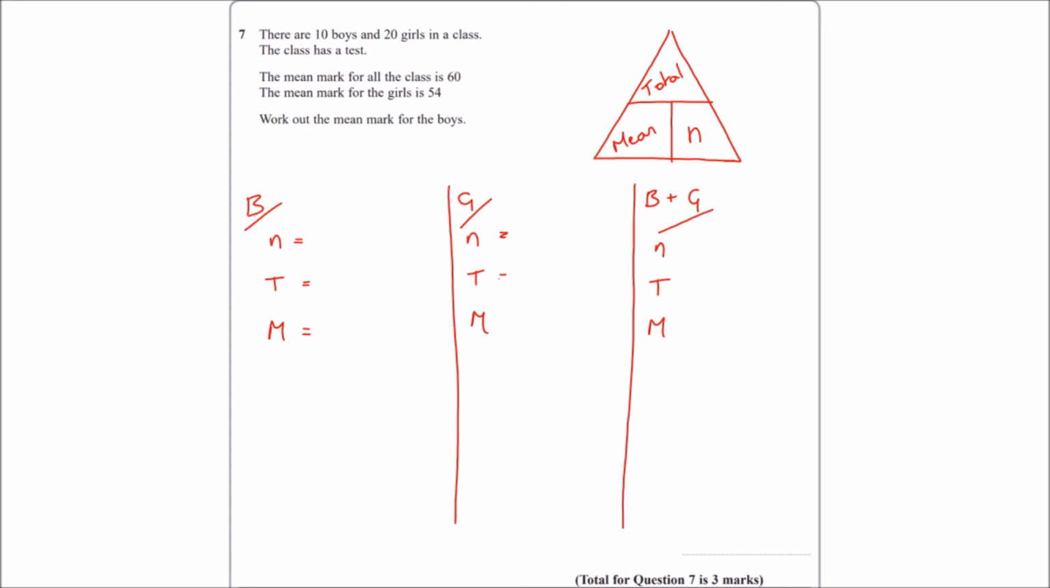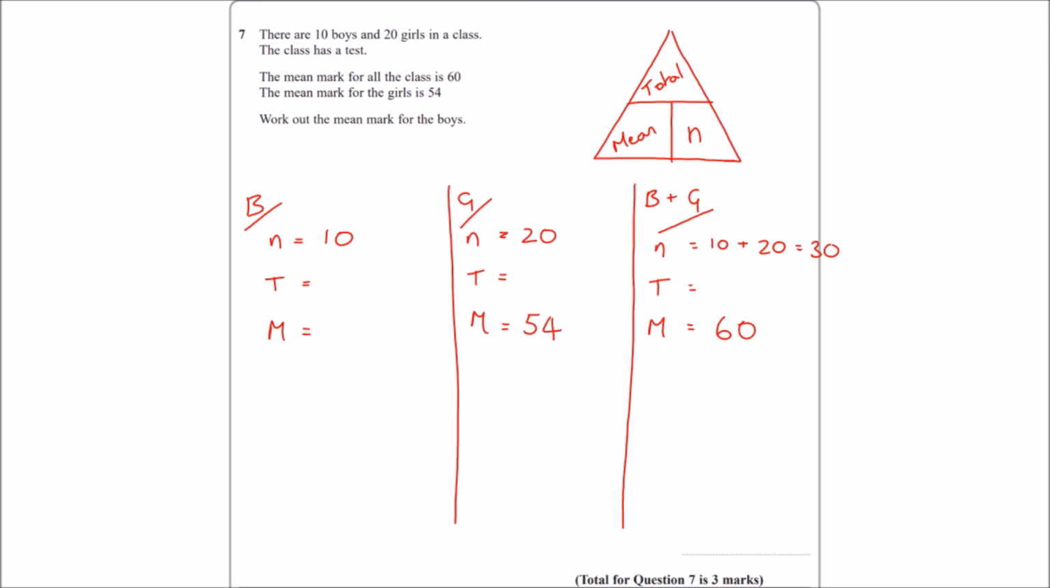I'm going to start filling in these values from the question. The question starts with, there are 10 boys and 20 girls in the class. So I can put 10 for the boys, 20 for the girls, and then add them together to get the total for the class. The mean mark for all the class is 60, it says that on the third line down, so 60 can be written for that mean. The mean mark for the girls is 54, so I put that in there.